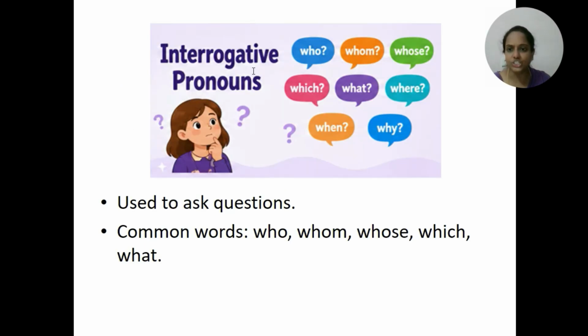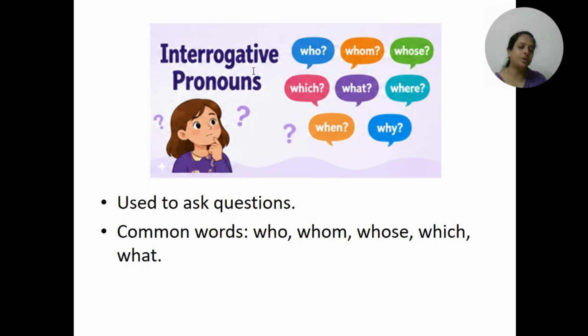Now, the next one is the interrogative pronouns. Let me ask you some questions. Who won the race? Whose bag is this? Which do you prefer? What happened? Did you notice the first word in every question? Those are interrogative pronouns. Yes, these are the pronouns that we use to ask questions.